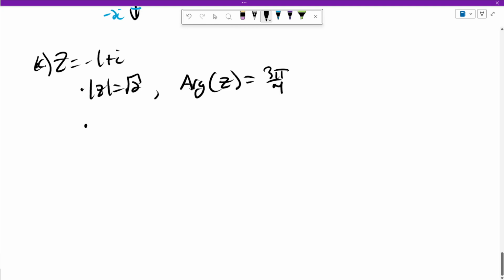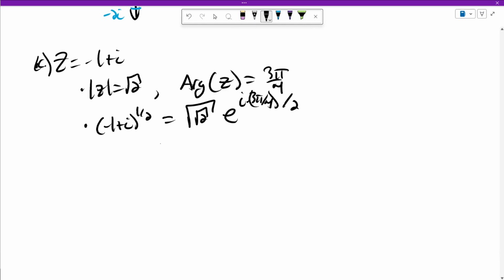So then, our negative 1 plus i to the 1/2, the principal square root, is the square root of the square root of 2, and that's e to the i times 3 pi over 4 over 2. So that's 2 to the 1/4 power, e to the i 3 pi over 8. You can compute cosine and sine of 3 pi over 8 using combinations of trig formulas. I'm not going to. So as far as we care, this is a perfectly acceptable answer here. We could even draw it if we wanted to.